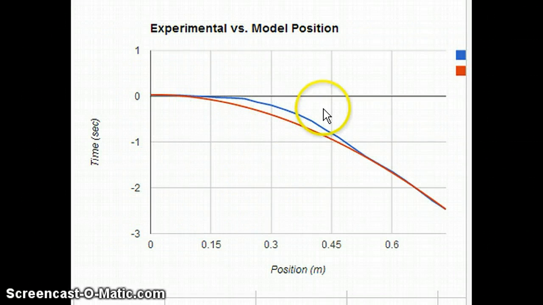You can see here that in the middle of the graph, the location of the flyer varies slightly. However, towards the end and at the beginning, they are very accurate and they end up at the same position when the drag force is included. The experimental data is shown in blue and the model position from VPython is shown in red.